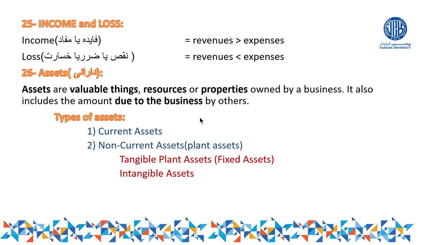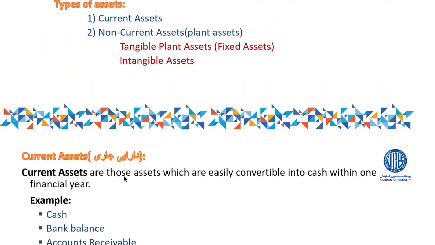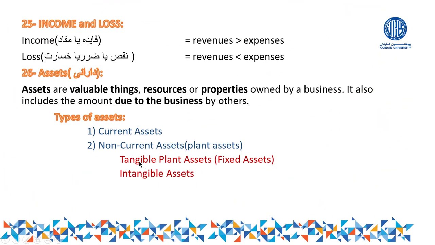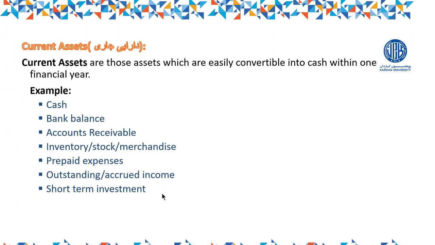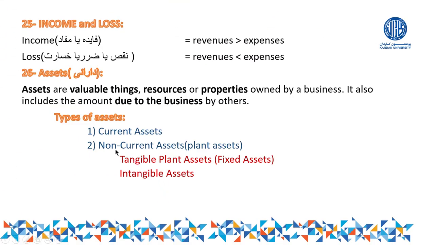So simply you can say it this way: anything which you have and that has a value can be called an asset. Types of assets: an asset can be a current asset, or a non-current asset. Let's go one by one for each type. Non-current assets are also divided into two parts: tangible fixed assets and intangible fixed assets. Remember one more thing: a non-current asset can also be called a plant asset, or a fixed asset. I may use fixed asset later on instead of non-current asset.